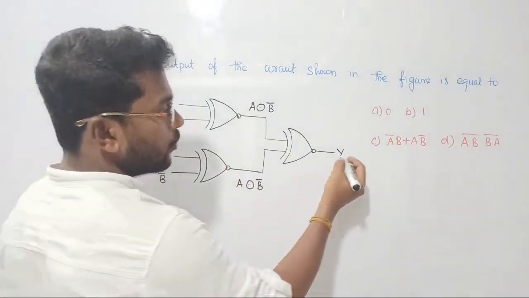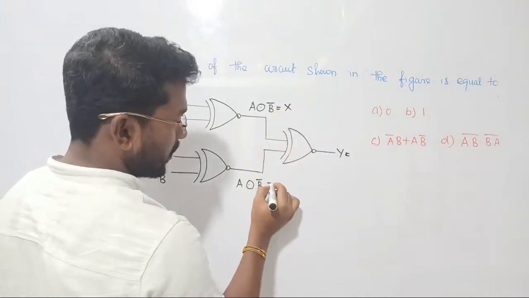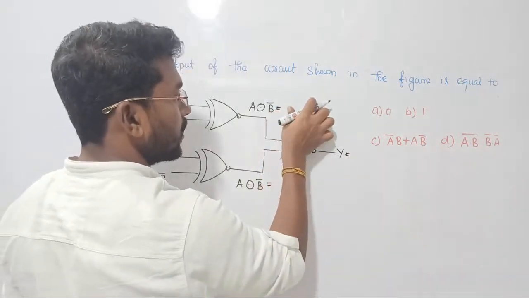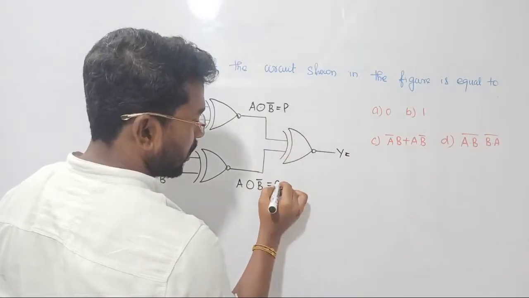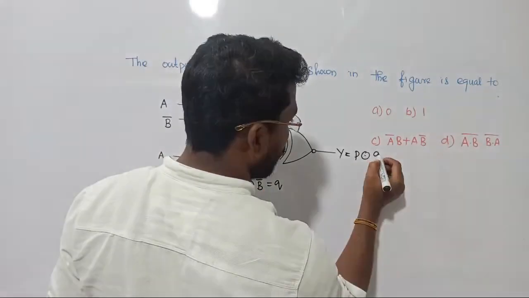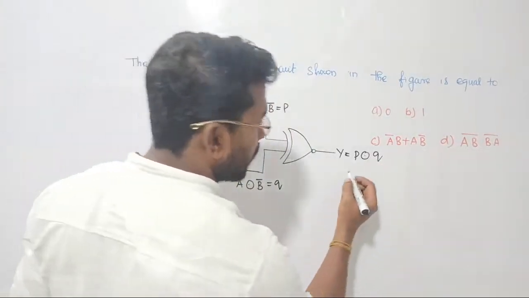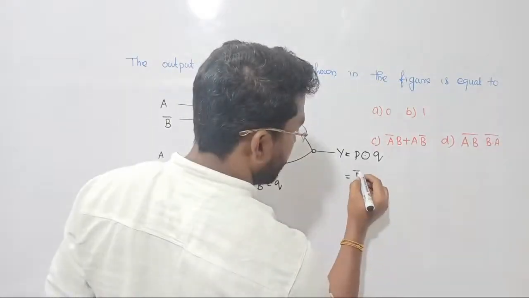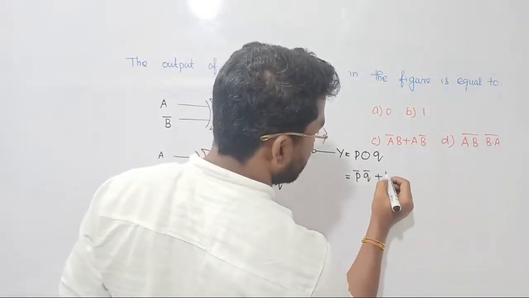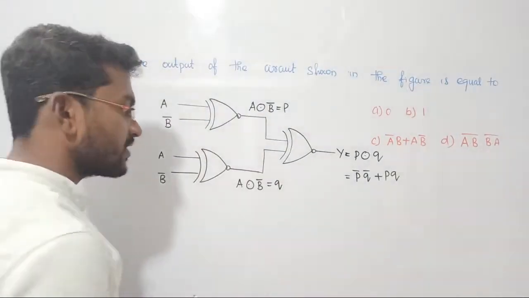Right? Again, output. Let me treat this one as P and this one as Q, such that output is going to be P XNORed with Q. Exactly, that is correct. Actually, it can be written as P bar Q bar plus PQ. Correct? Exactly, that is correct. That is the output of XNOR.